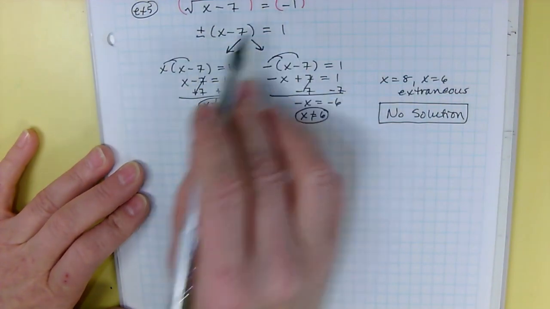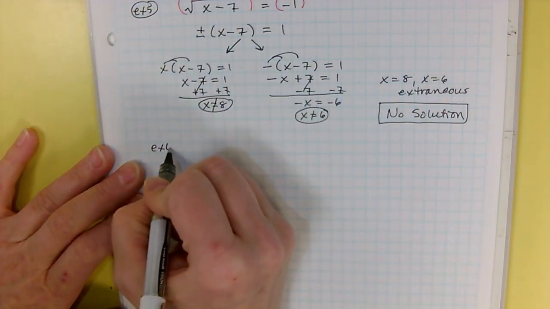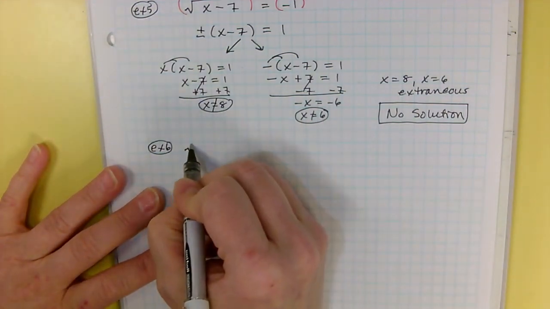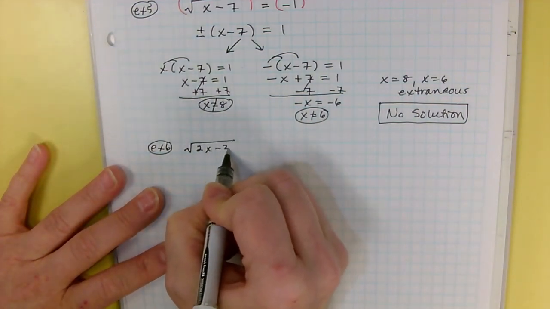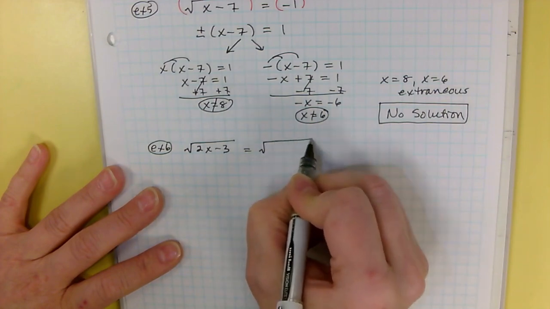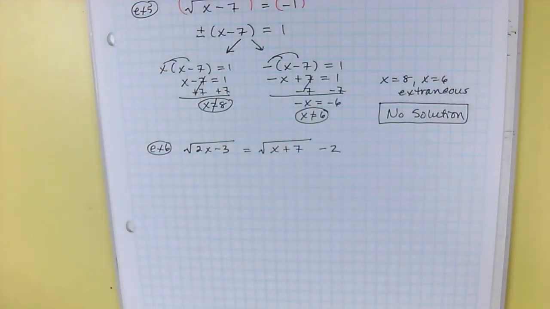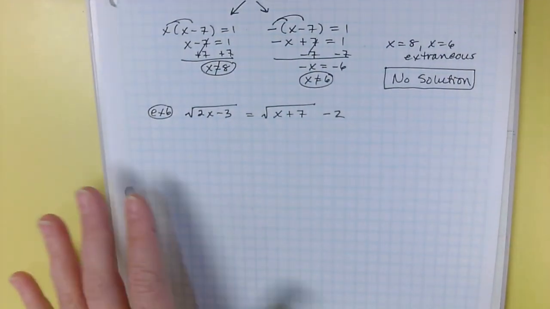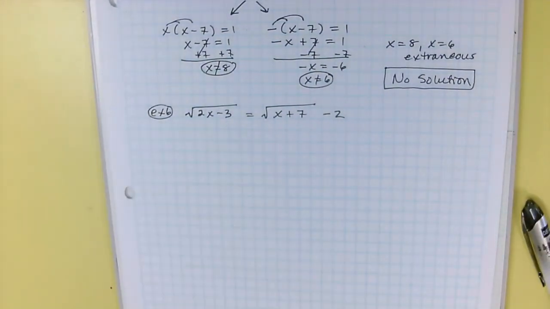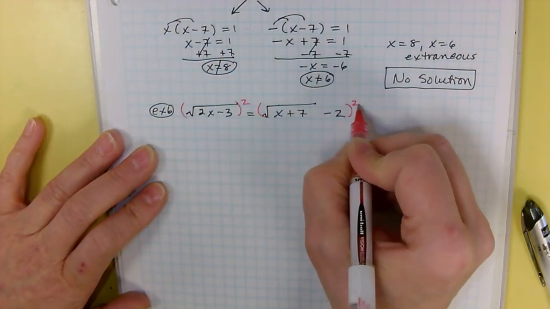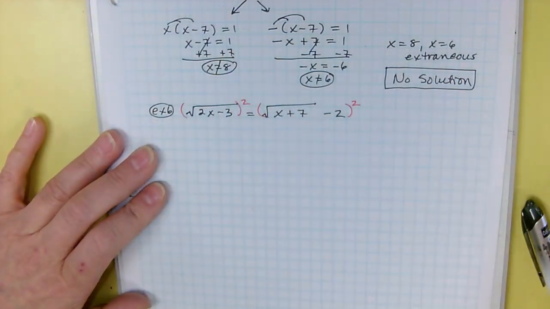Sometimes the left won't equal the right, so you do have to test out most of your answers. Okay, last one: square root of 2x minus 3 equals the square root of x plus 7 minus 2. Now on this one, it's impossible to isolate both radicals, so let's just leave it the way it is. We're going to exponentiate to the power of 2, entire left, entire right.